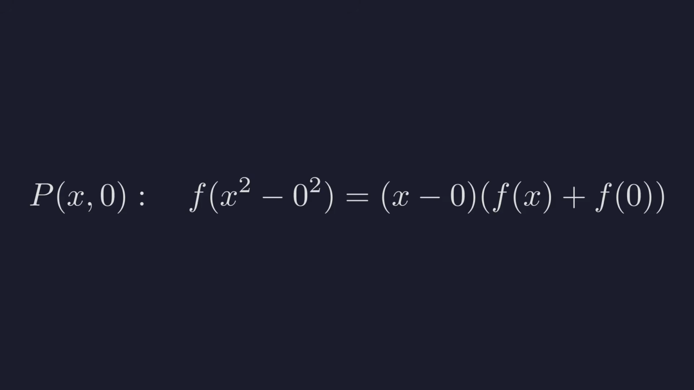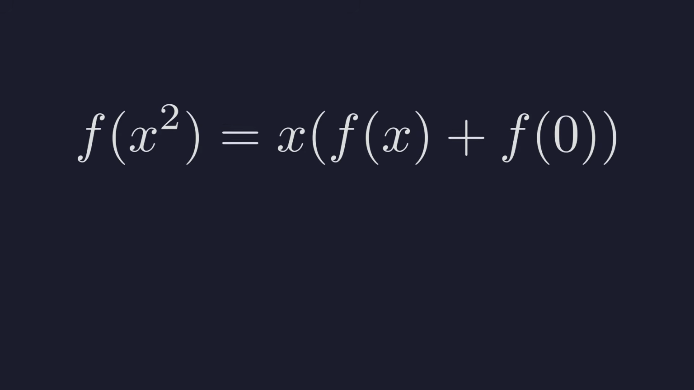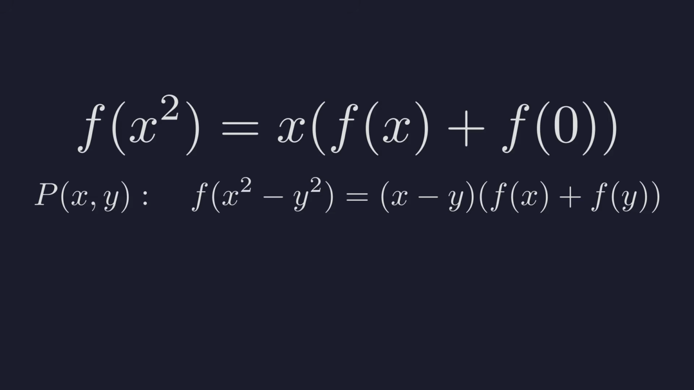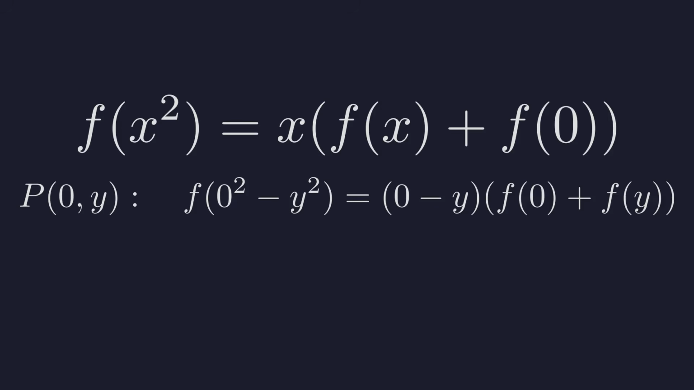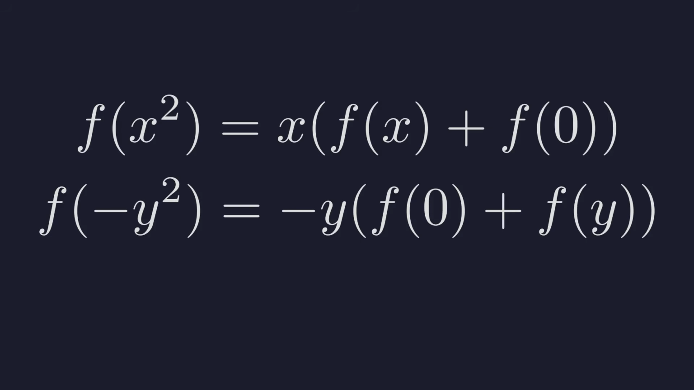Substituting y equals 0 throughout the equation gives us this. This simplifies to f of x squared equals x times the quantity f of x plus f of 0. Let's call this relation 1. Now, let's explore the symmetry by setting x equal to 0. Substituting x equals 0 yields this expression, which simplifies to f of negative y squared equals negative y times the quantity f of 0 plus f of y.